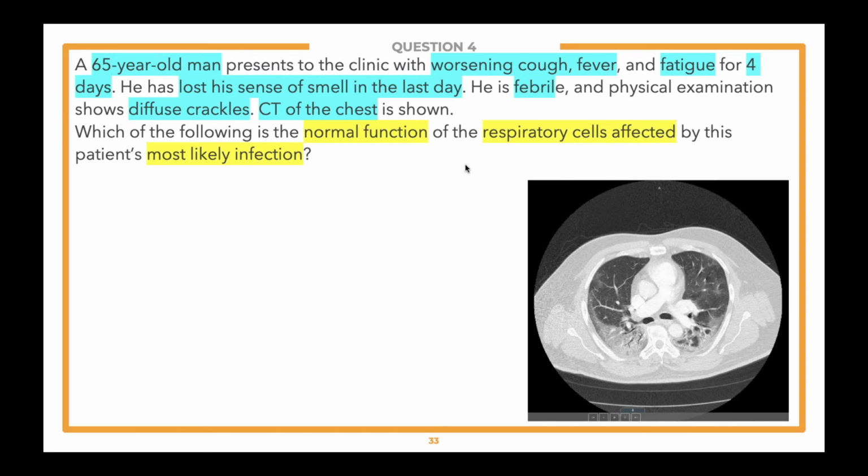They're asking us about the normal function of the respiratory cells affected by the most likely infection. So I think we've got a few steps here. 1, we've got to figure out what is this most likely infection. 2, what respiratory cells are infected by that. And 3, what is the normal function of those respiratory cells? So I think we've got another nice 3-step question here. Let's go ahead and take a look at the answer choices below.